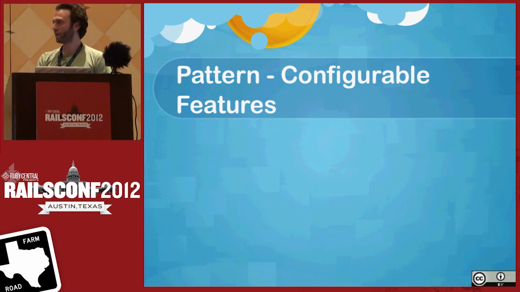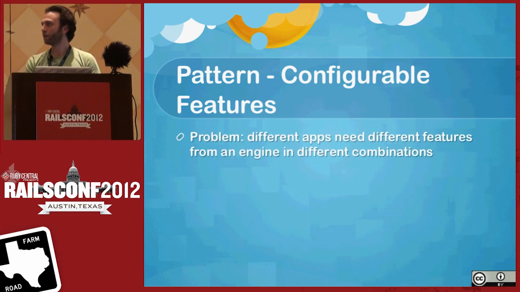All right, so pattern number 5, configurable features. That's the level of customizability that you might reach once you've exceeded the last 3 patterns that I mentioned. So when a helper, a partial, and an extension point couldn't help you, you might need that pattern. This is basically different apps needing different features from an engine in different combinations.